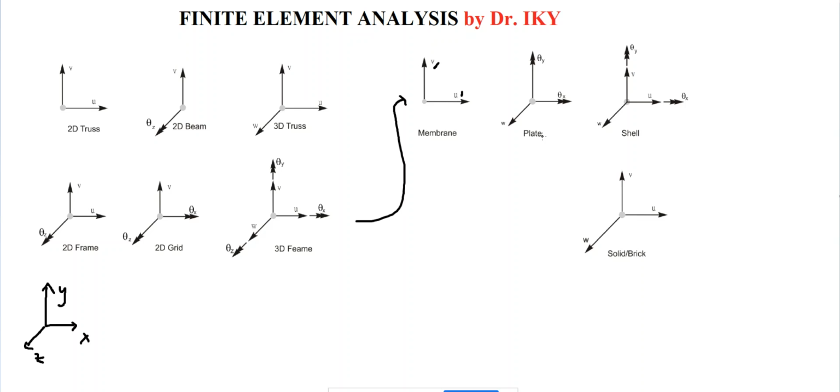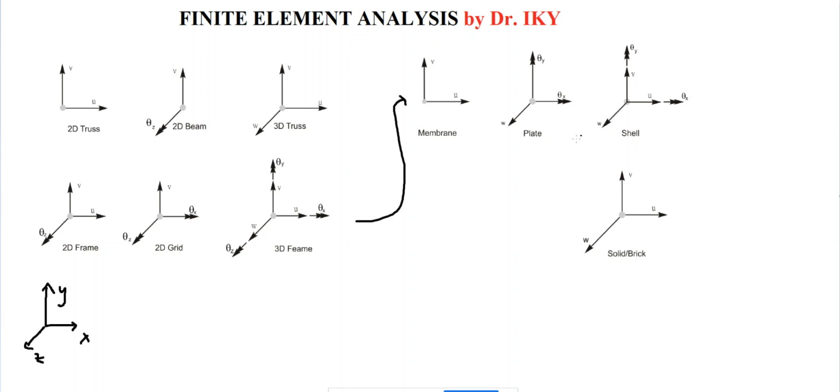For the plate definition, not a plane, be careful. Plane is a different thing. This one is plane. This one is plane. But plate can be in different angles, but there is no thickness. But it is again a kind of plane. We have got one displacement and two rotations, which is kind of 2D grid.